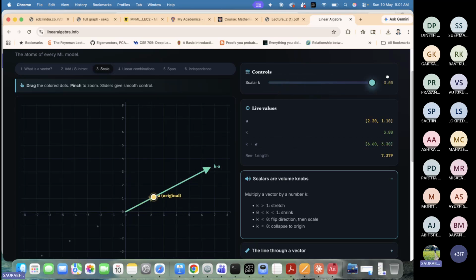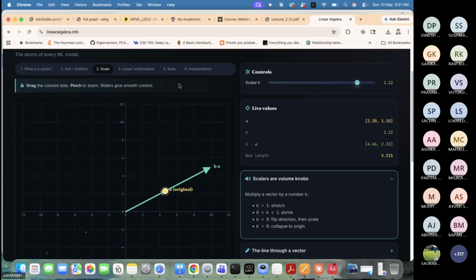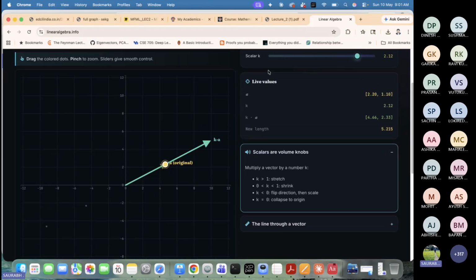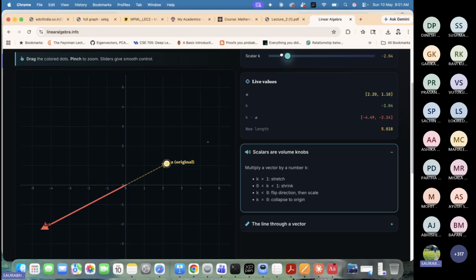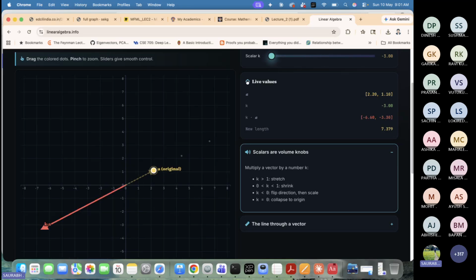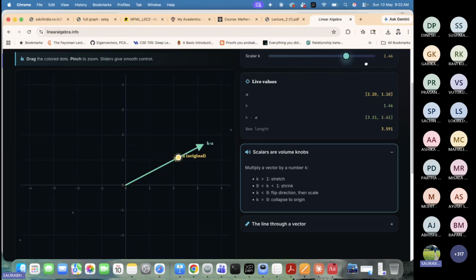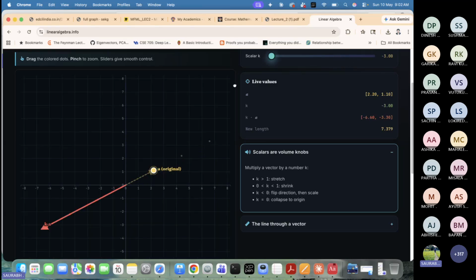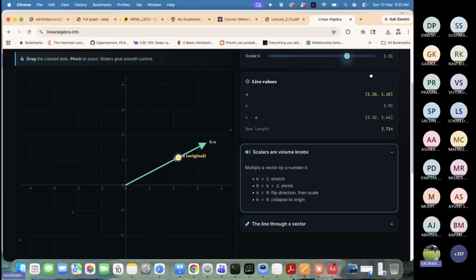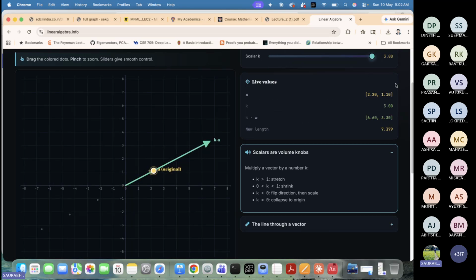But it is still a part of this entire vector space that you are able to see. It's not leaving that space. So scaling is an enclosed operation. If you are scaling a two-dimensional vector, it would always be a two-dimensional vector. Same goes with addition.